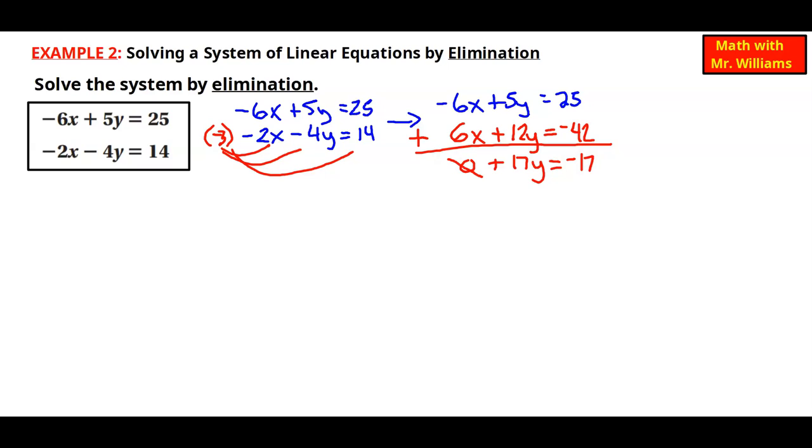0, of course, is going to disappear. I'm going to draw my line of equality. I need to cancel out the 17 on the left, so I'm going to divide by 17 on both sides. Left with y equals -1.